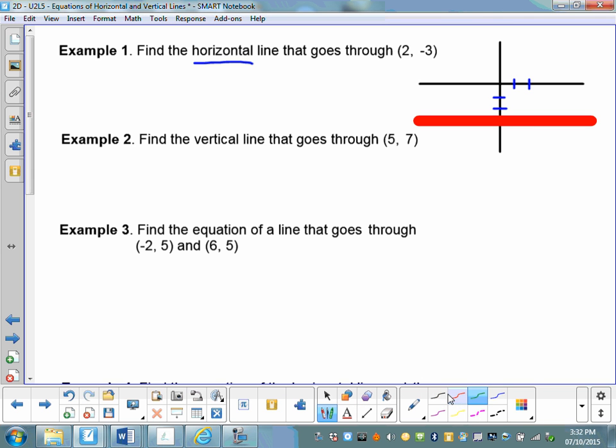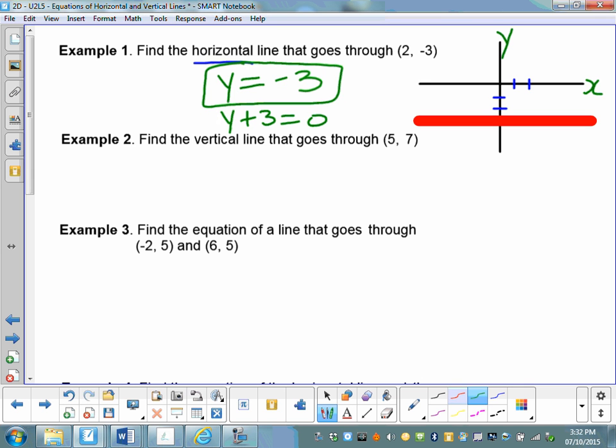And that line is crossing the y-axis at -3. So that's the equation of the line. If we wanted to write that in standard form, we would write y plus 3 equals 0.